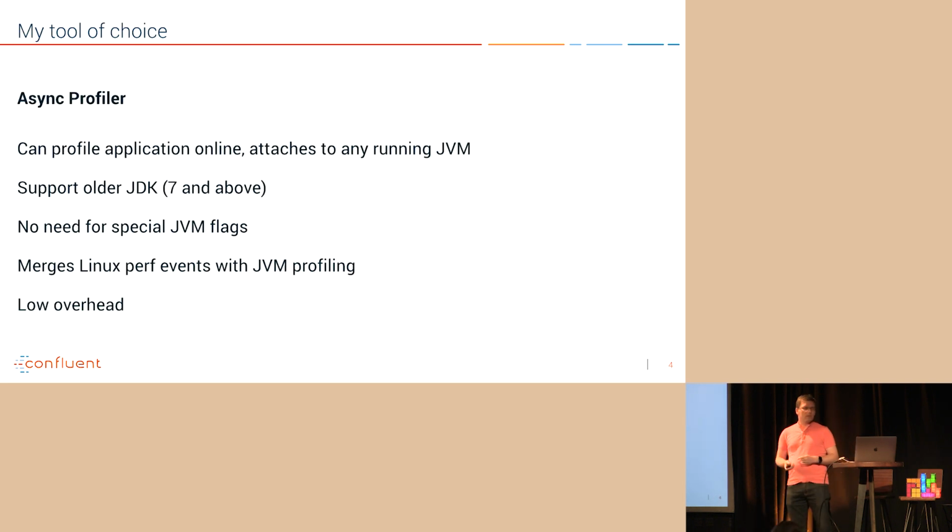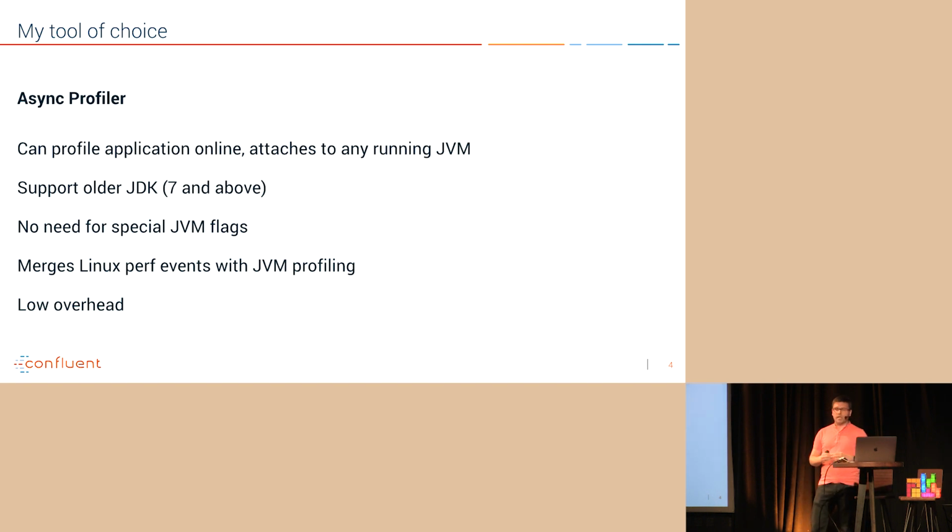So my tool of choice for profiling is called async-profiler. It's kind of emerged in the last few years as one of the most simple and powerful tools to profile JVM-based applications. It can profile applications online. You can simply attach it to a JVM without having to set any arguments before starting it. You don't have to restart your JVM or anything. You just attach directly. And it supports older JDKs, 7 and above, so you don't have to be on the latest version. And you can profile container-based applications that may be running a different JVM than you're used to.